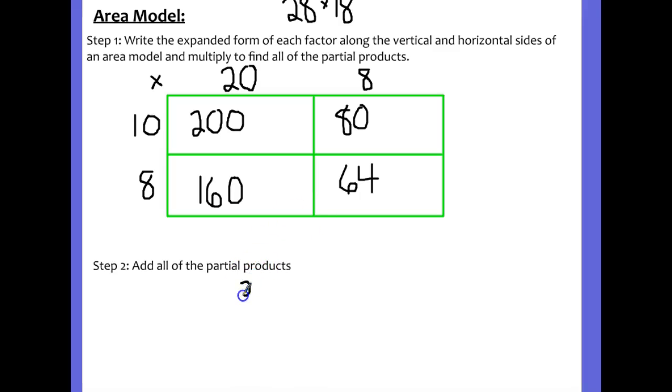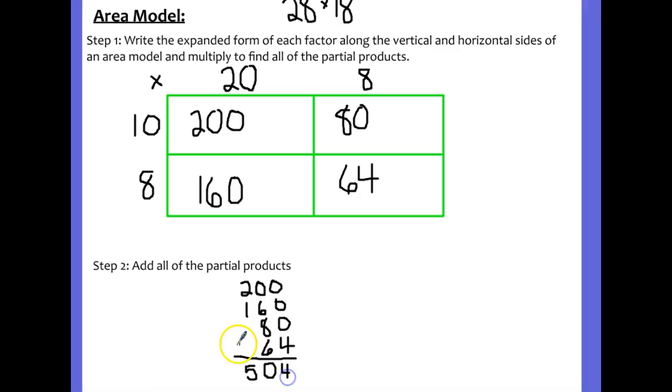So I'm going to go ahead and write them. I generally like to do it from largest number to smallest. So 200, 160, 80, and 64. And I'm going to save us some time, and I'm just going to go ahead and tell you what our final product is going to be. And the answer is 504.